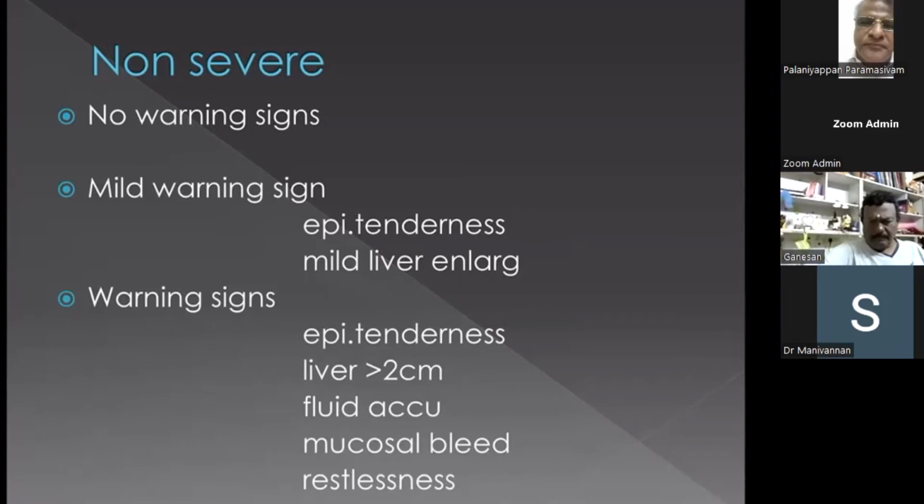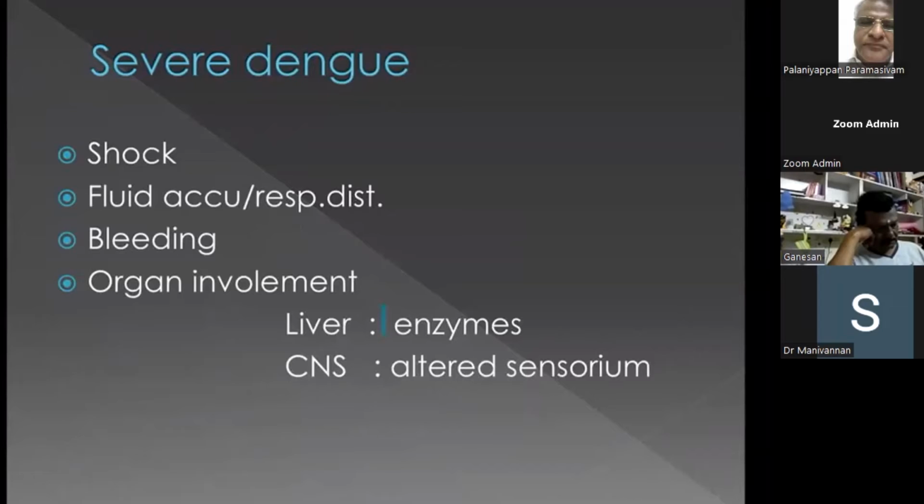Let me tell you the warning signs. Severe epigastric tenderness, liver enlargement more than 2 centimeters, evidence of capillary leak, that is fluid accumulation in the abdomen or in the pleural cavity, sometimes periorbital edema, and restlessness. Child will be restless because of dehydration and tissue hypoxia. So these are the classical warning signs. If the child presents with warning signs, you have to admit the child for treatment as well as management.